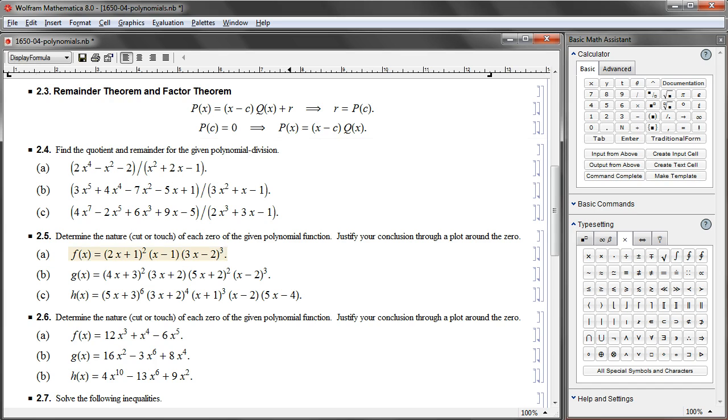2.5a. I could have used 2.5b or c, but they're more complicated, so let's stick to the simplest one. Determine the nature of each zero of the given polynomial function. And there are three zeros, as you can see. The first factor, 2x plus 1, is equal to 0, so I get x equal to negative 1/2. The second factor, x minus 1, is equal to 0, so we're going to get x equals 1. That's the second zero. And the third zero will come from the third factor, 3x minus 2 is equal to 0.